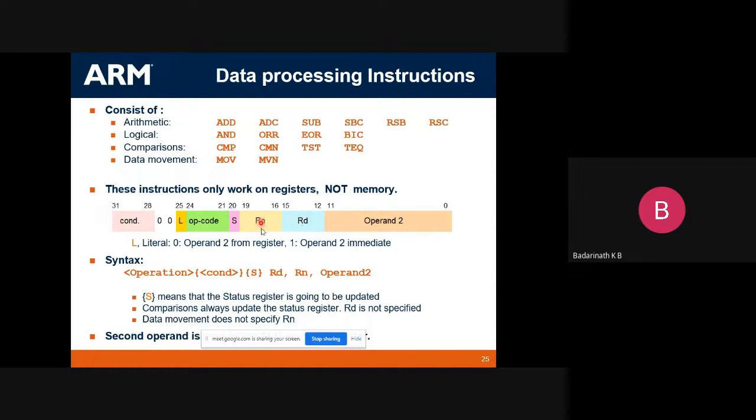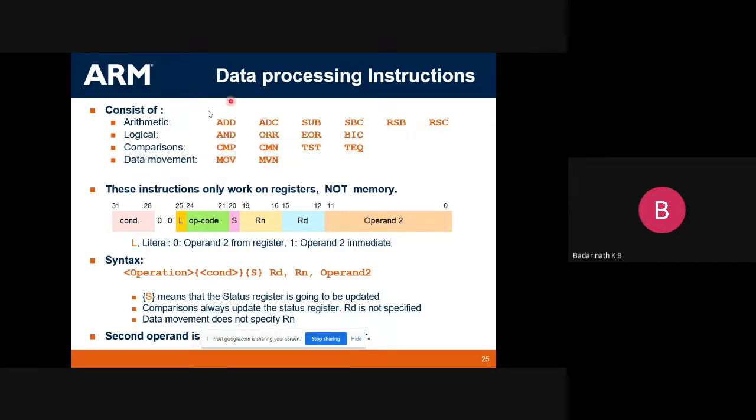Now, we also know that there are many instructions, and this format is used to represent all of them. How do I know which instruction this is representing? That depends upon the opcode. How many bits are there for the opcode? 4 bits, bits 21 to 24. With these 4 bits, 2 to the power 4, you can represent 16 combinations.